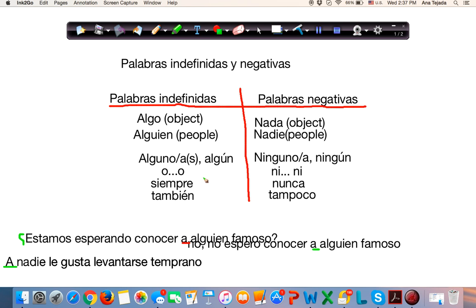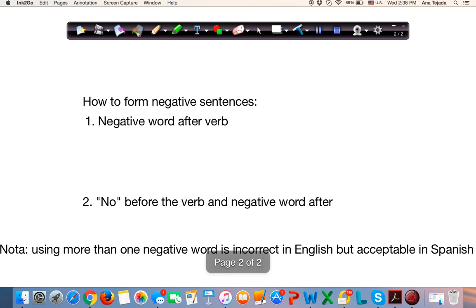Okay, let's look also at the words algún and ningún. Just to remind you, these are the short versions of alguno and ninguno. They mean exactly the same, but they are only used when placed in front of the noun, and this one is a masculine singular noun. Okay, so when we have negative sentences, there are two ways to form them.